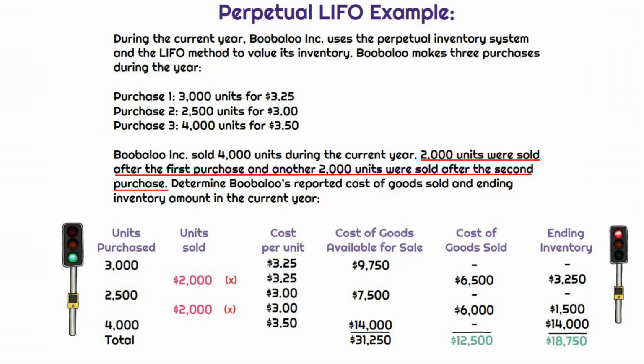Now we can determine our cost of goods sold amount. We know that we have the same cost of goods available for sale, nothing's changed. So we have $31,250, and we have cost of goods sold of $12,500.